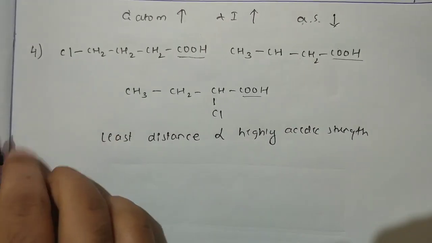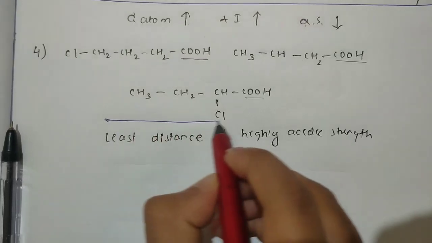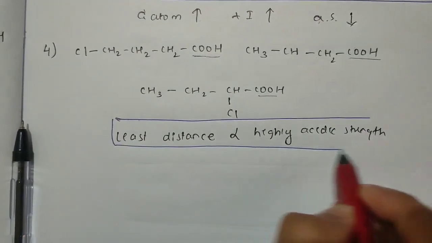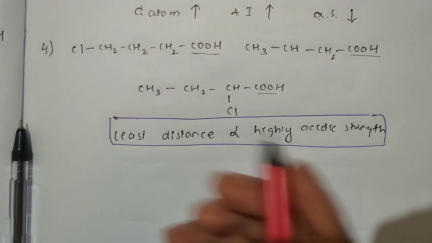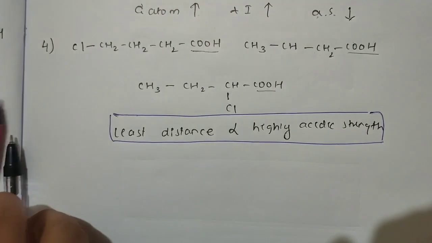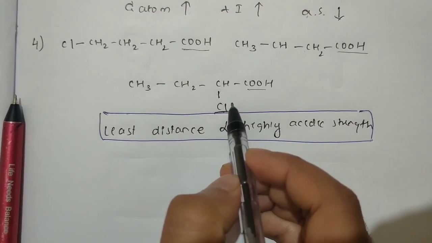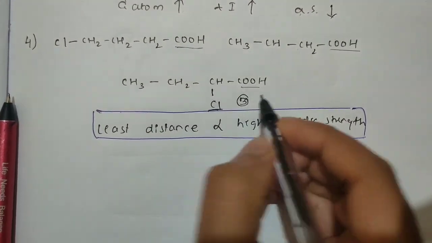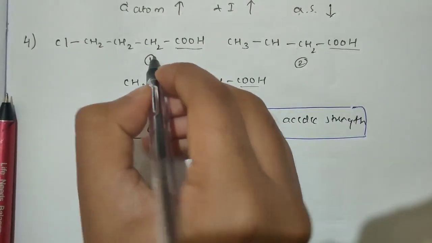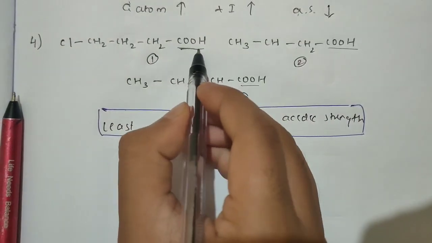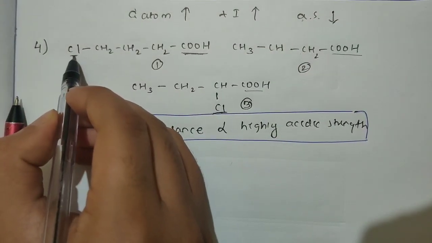So this is a trick to solve this type of problem whenever it is given in competitive exams, like CET, JEE, NEET. Just observe where the Cl group is attached. In the last, I give the numbers: third one, this is 2, and this is first one. In the first one, the functional group is here and the electronegative group is far away from it.